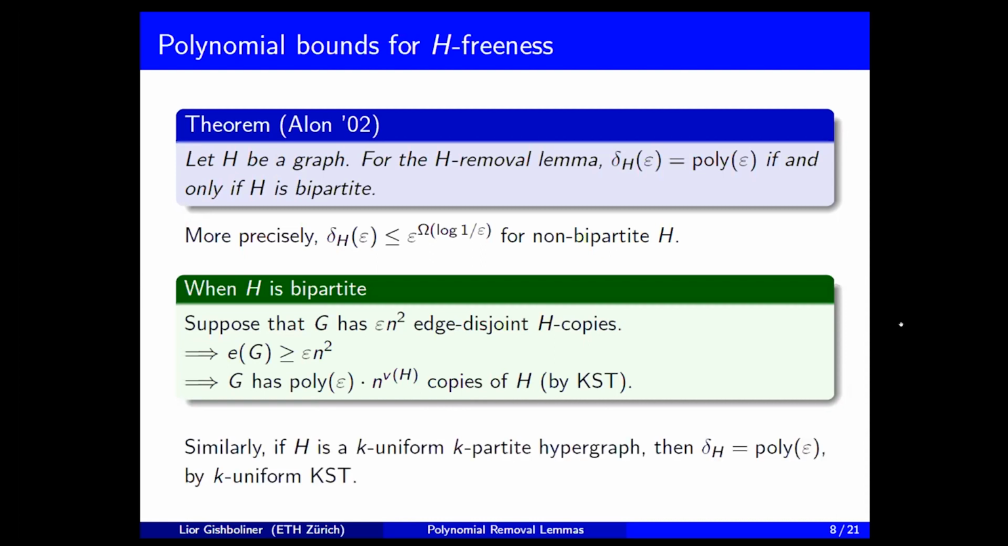And similarly, if we look at k-uniform hypergraphs, and our hypergraph is k-partite, then we have polynomial dependence by the k-uniform variant of Kővári-Sós-Turán. Okay, so it works the same way. But for graphs, we also know that this is necessary. So if the graph is not bipartite, then we don't have polynomial dependence.